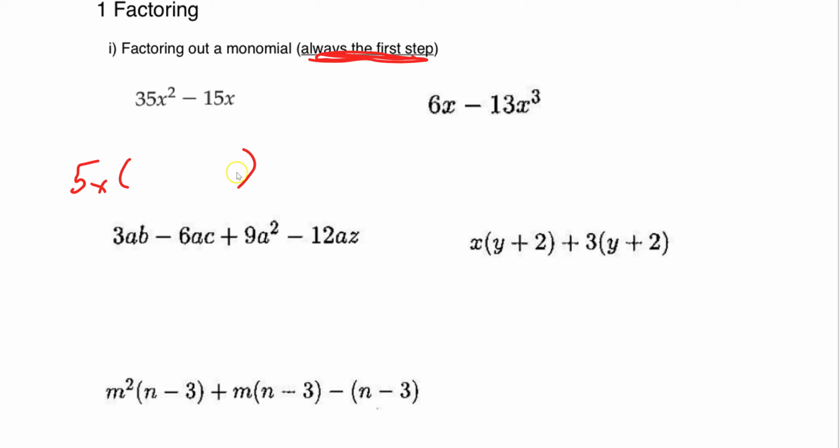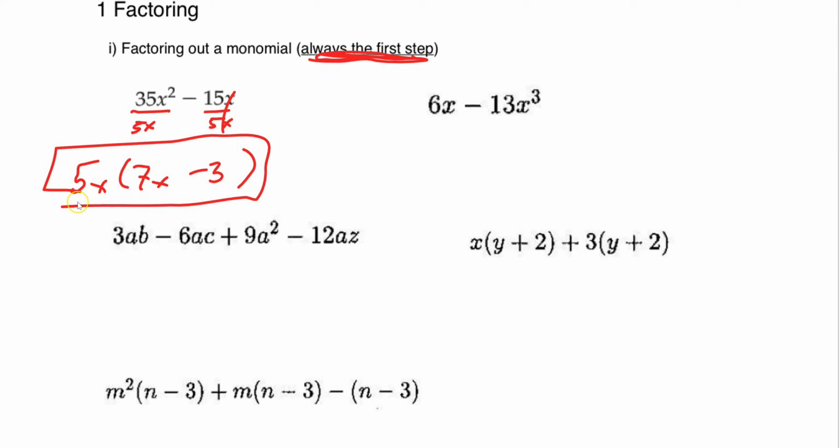And what's going on when you factor is you divide by 5x. So you divide each of these by 5x. And that's going to be 7x. And that's going to be 3. Right? The x's go away. And that's how you factor. So 5x times 7x minus 3. Right, go to this one.